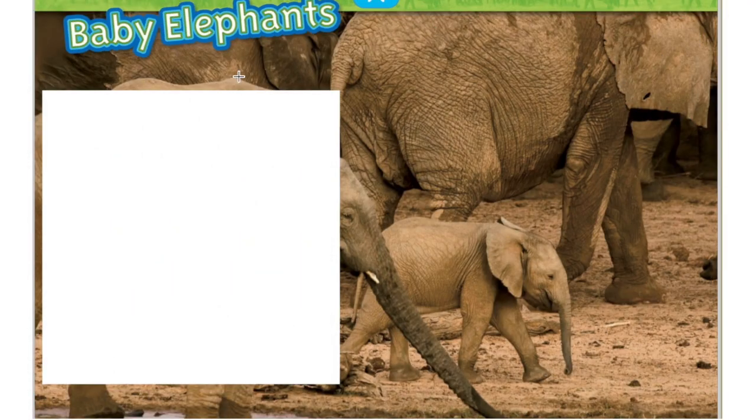Okay, so now I need some help, rock stars. I see that this heading says baby elephants. What are some things that you think we might learn on this page? That's right, we might learn about how much baby elephants weigh, maybe what they look like, maybe what they do and what they eat. Let's begin reading to find out what we might learn about baby elephants.